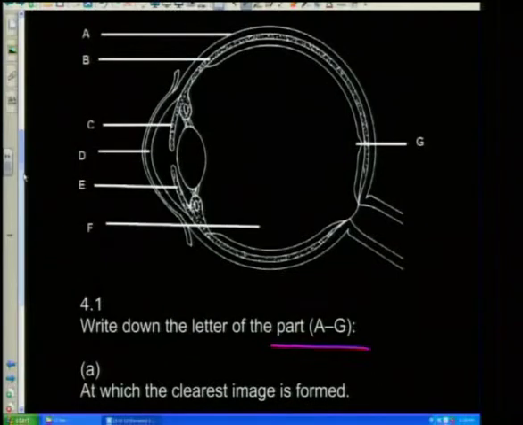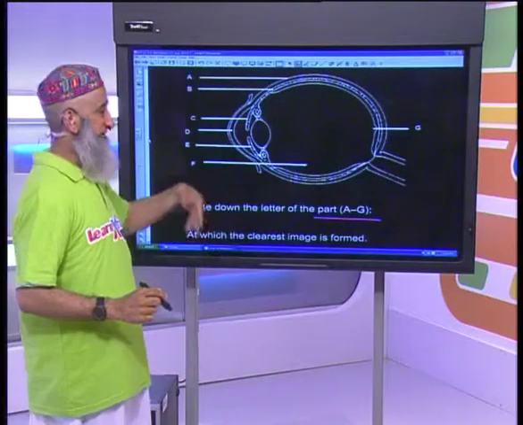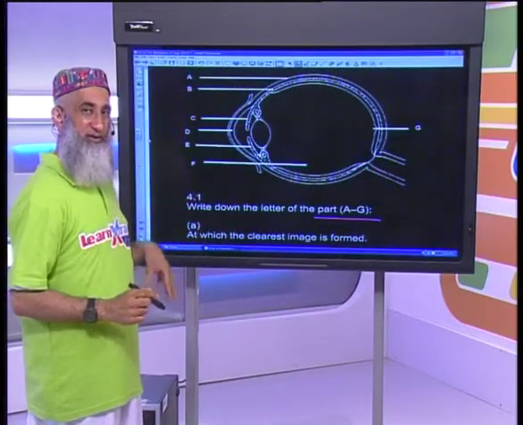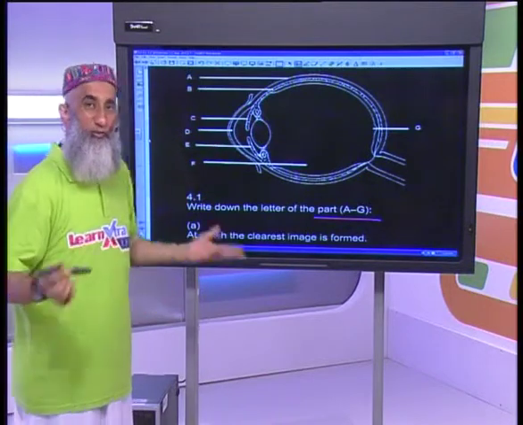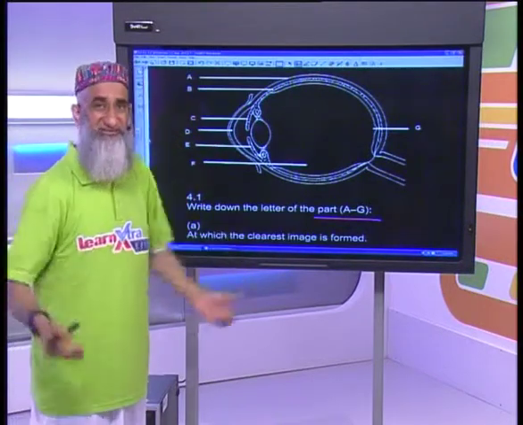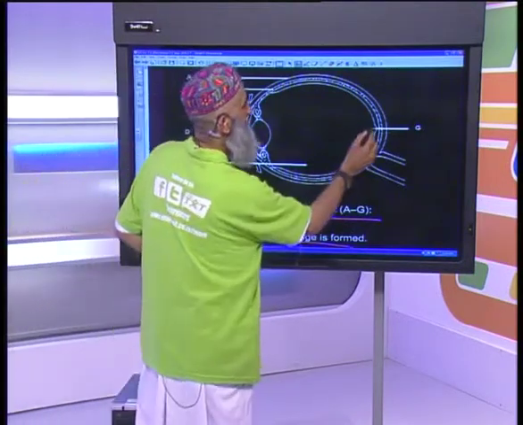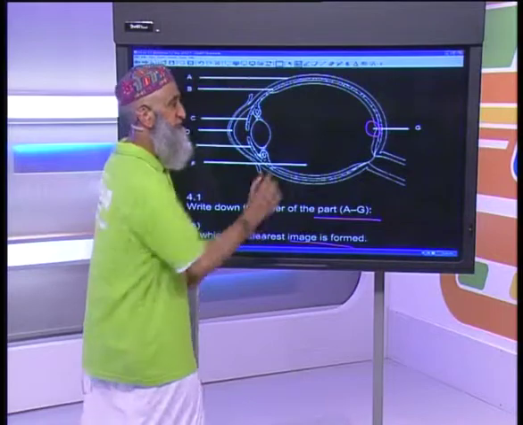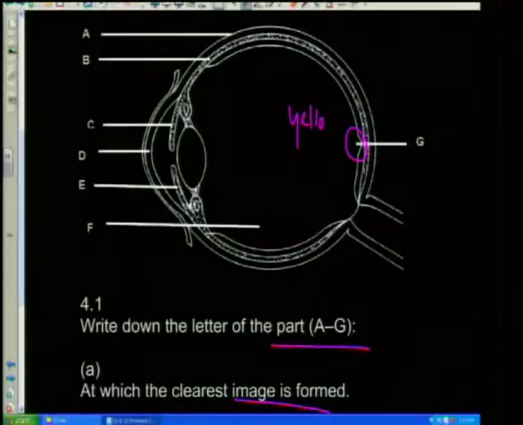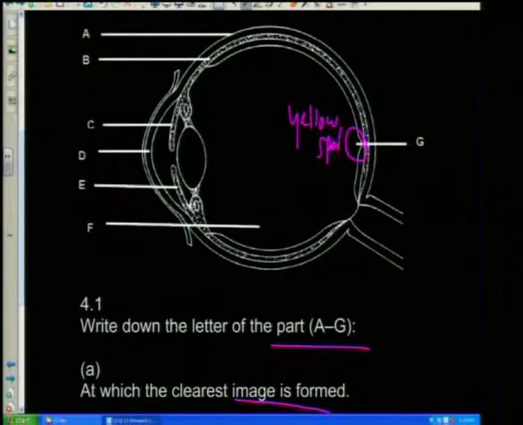So here they're not asking you to give a label. They're telling you what this thing is doing. They're asking you which one does that. What is the purpose of it? It's still testing the functions. Where's the clearest image formed? And that is in this area here, the yellow spot, because it has the most rods and cones. So your answer here would be G.